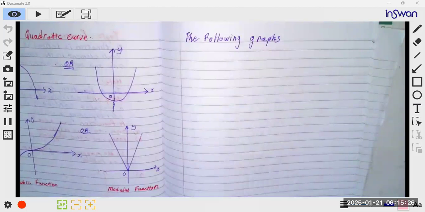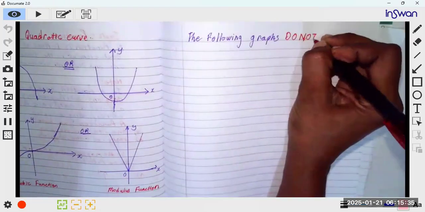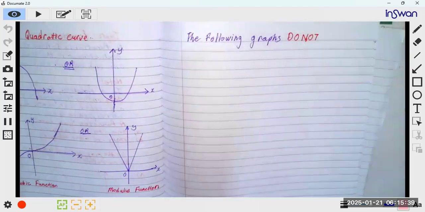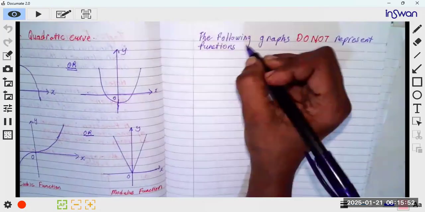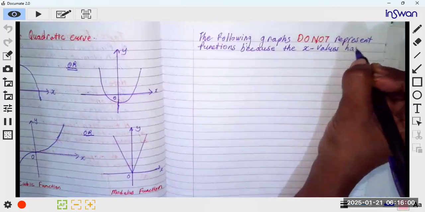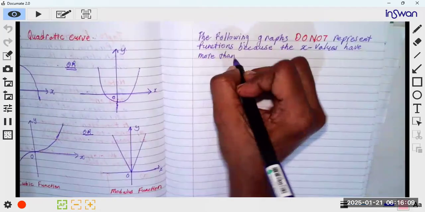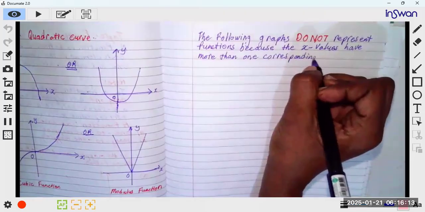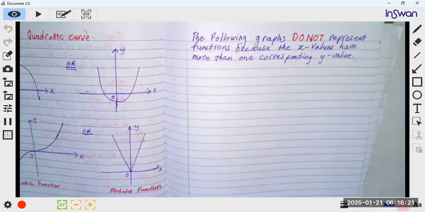So the following graphs do not represent functions, because the x values have more than one corresponding y value. Okay, so that's what it is. The following graphs do not represent functions because the x values have more than one corresponding y value.